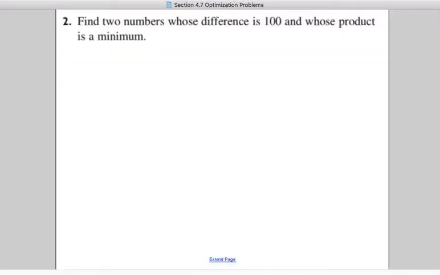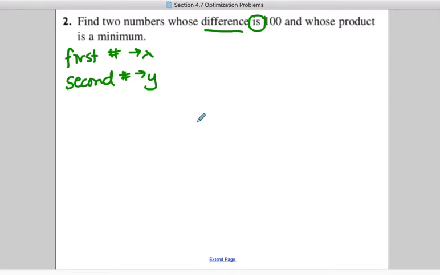Number 2. These ones are just a little bit more straightforward, but they kind of throw you off because they are so straightforward. It says find 2 numbers whose difference is 100. Okay, so 2 numbers. I don't know my 2 numbers, so I'm going to say the first number is x, and then I'm going to say the second number is y. All right, so difference. What does difference mean? It means subtraction. So I just need to take my 2 numbers, so x minus y, equals 100.